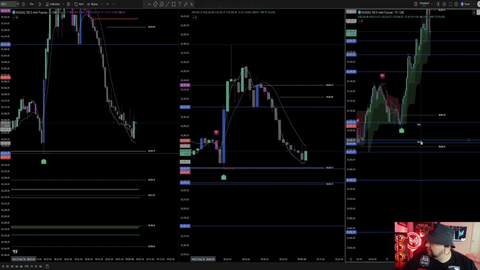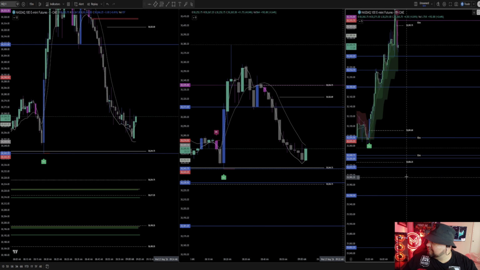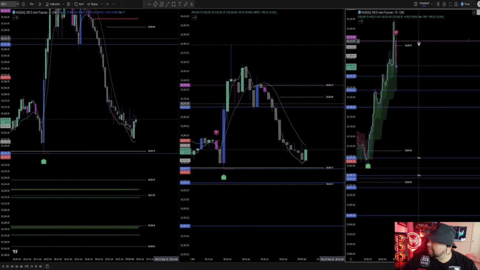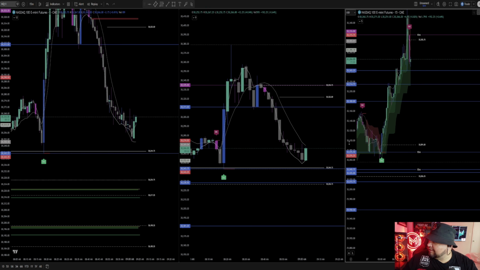Forgot how to do that part. Text, bottom, top. Actually, let me put it at the center. Let me put these at the center. It makes it look a little easier. All right, there we go. It looks a little bit better when it's at the center. Middle. All right, just like that.